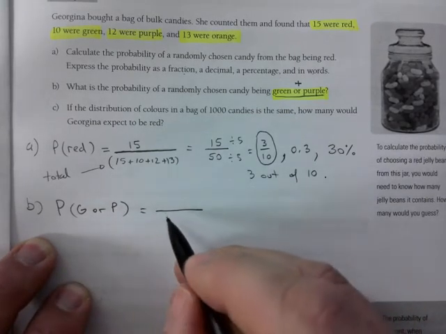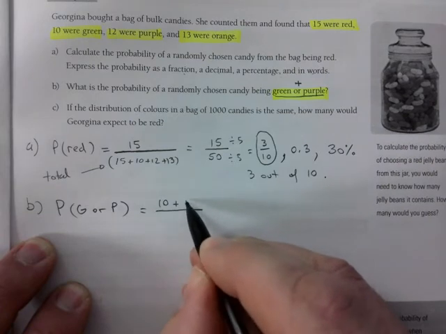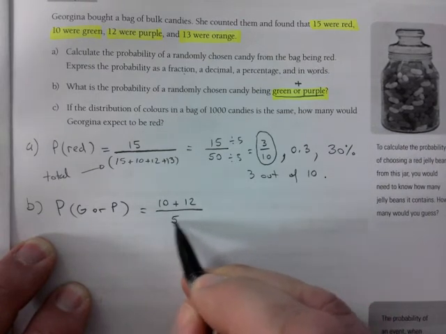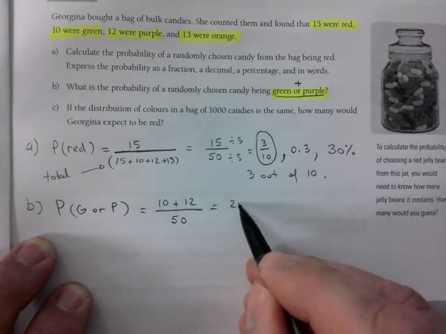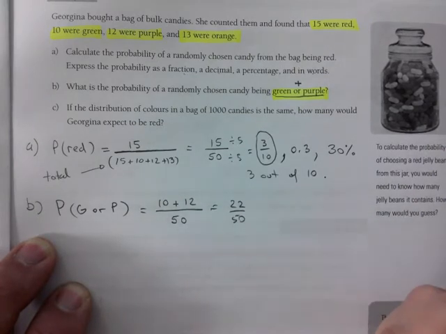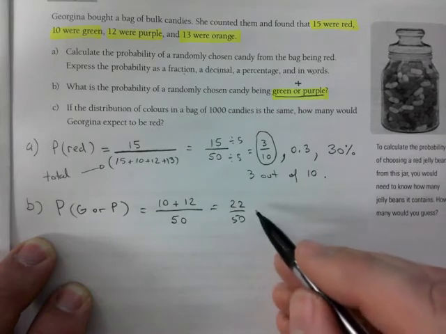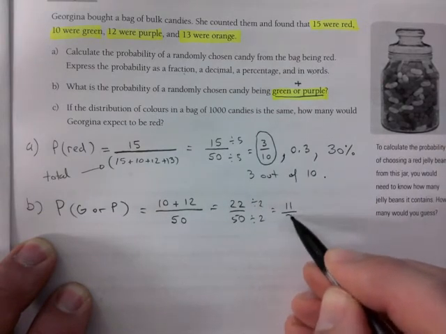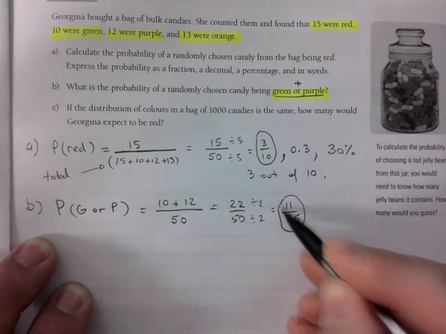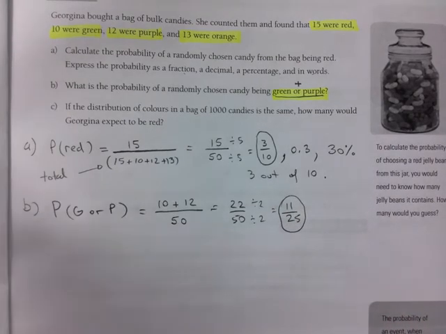we have 10 green and we have 12 purple, and we know that this is still out of 50. We don't need to do that again. That gives us 22 out of 50. We can divide both of them by 2, which is 11 out of 25. You're done. And watch what I'm going to do now.